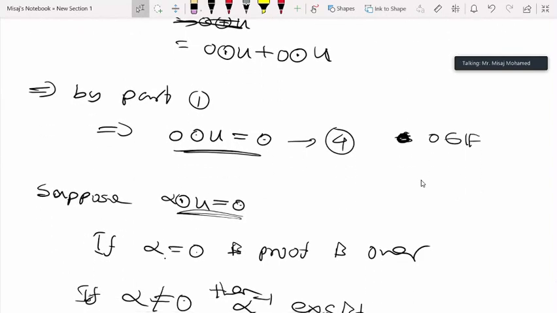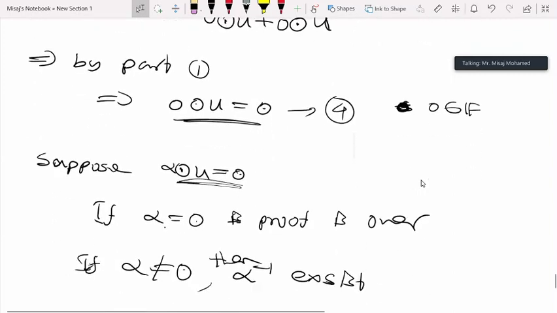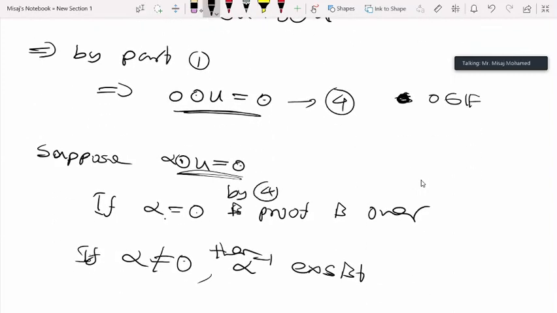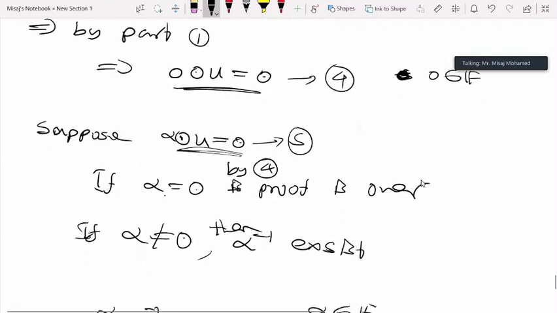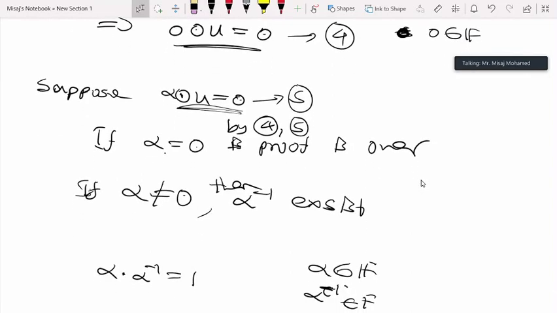Suppose alpha dot u is 0, the hypothesis given in the second part. If alpha is 0, by 4 the proof is over. Alpha is 0 by 4. This is say 5. By 4 and 5 the proof is over. If alpha is non-zero, we have to show that u must be 0.